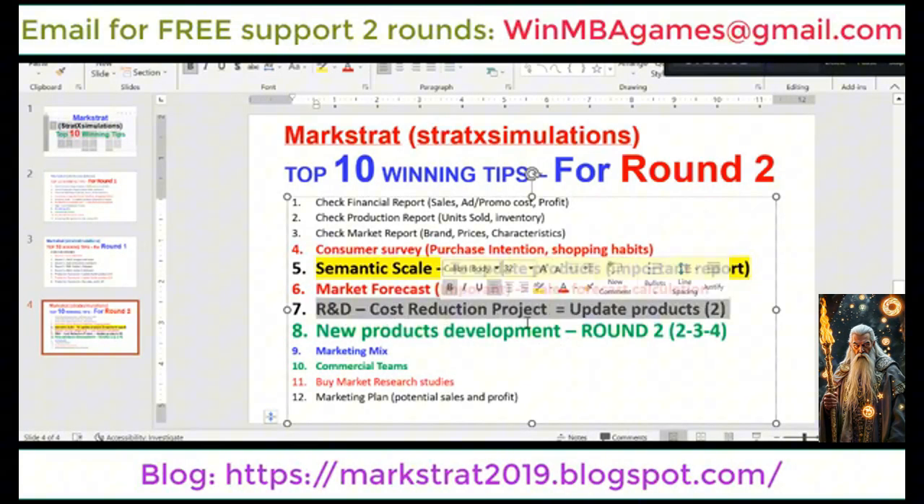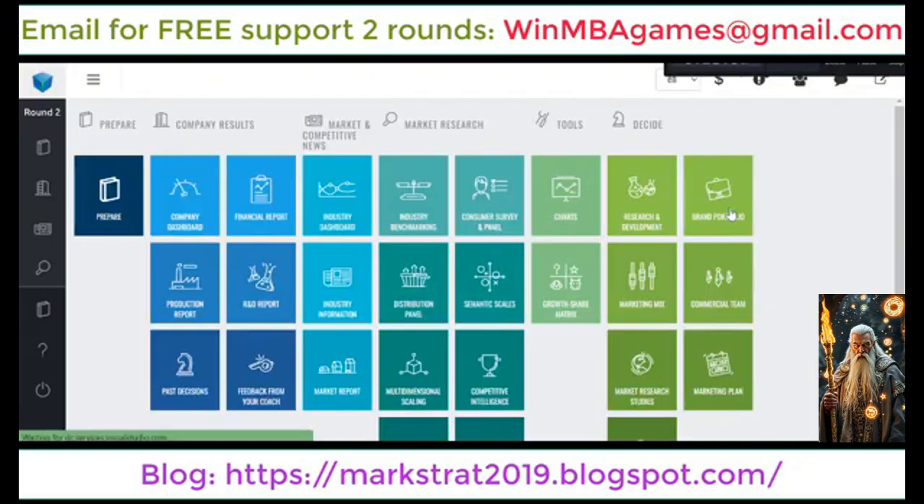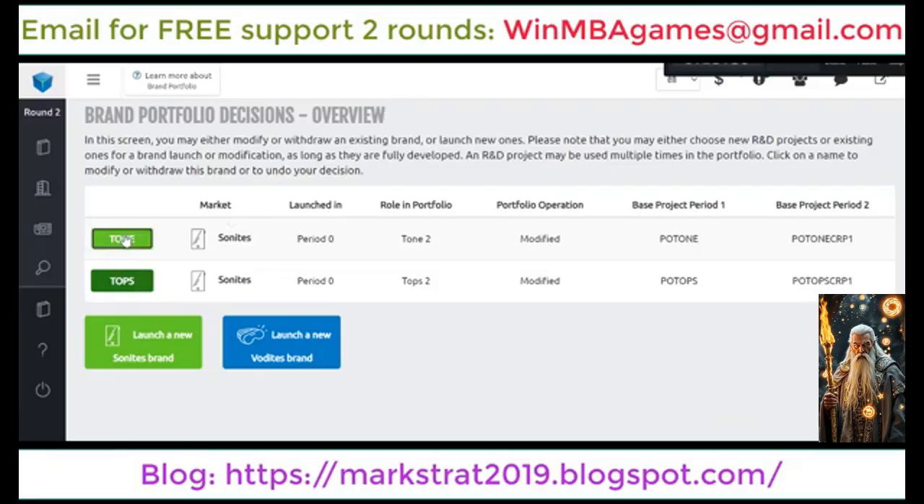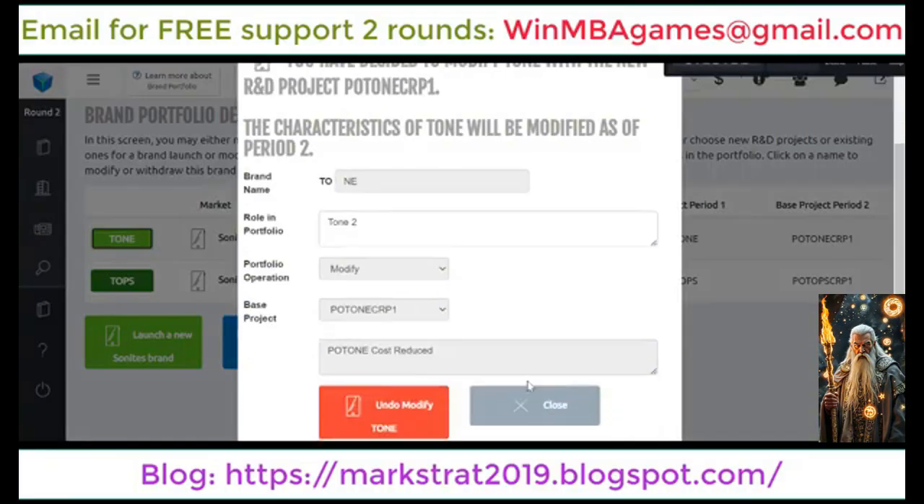Final words and support. The key to success is early product launches plus optimized budget. Don't delay investing in growth segments. Track every decision carefully.